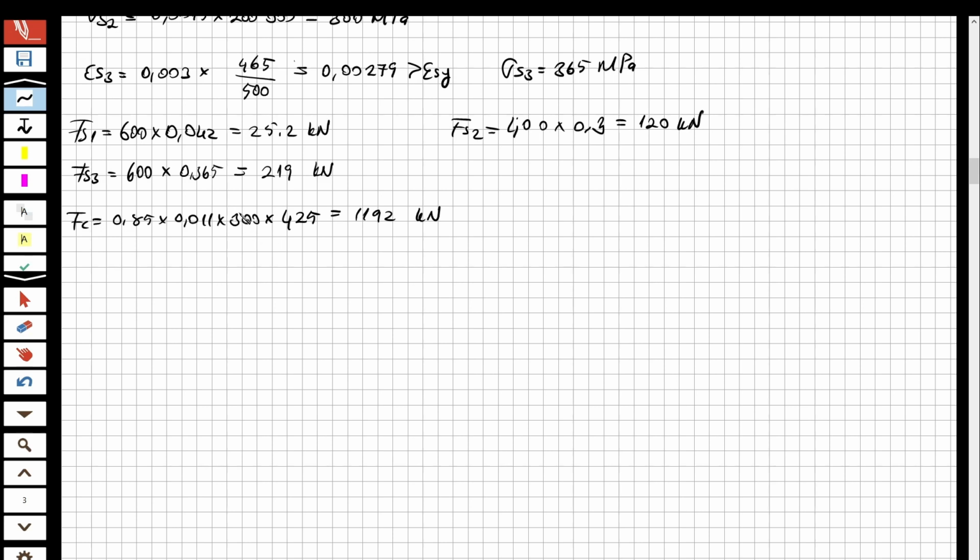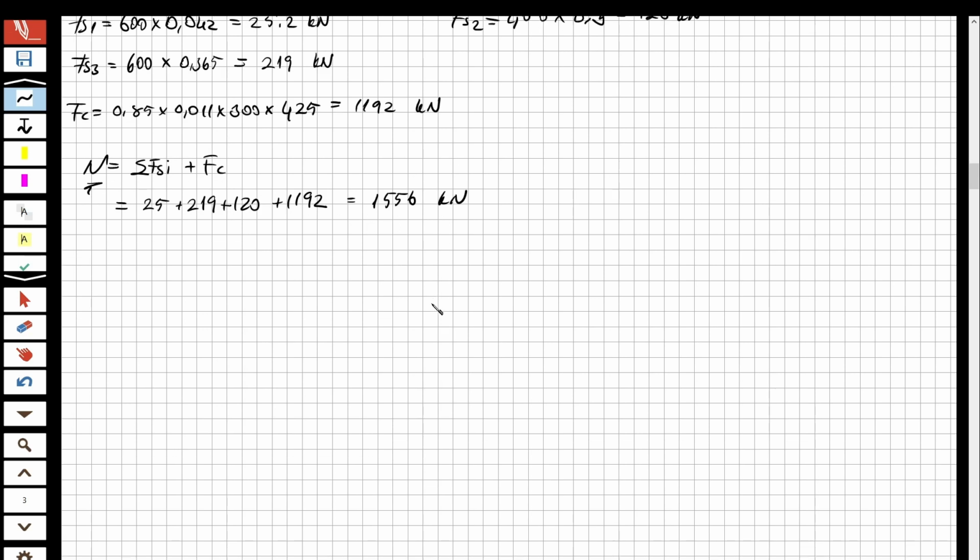So now we have F concrete. Let's calculate the actual force, and this is going to be N equal to the total F s i plus F concrete. Let's apply the formulation: 25 plus 219 plus 120 plus 1192. And this is going to be equal to 1556 kilonewton. Now you can see that we have determined the actual force. So let's calculate the moment.